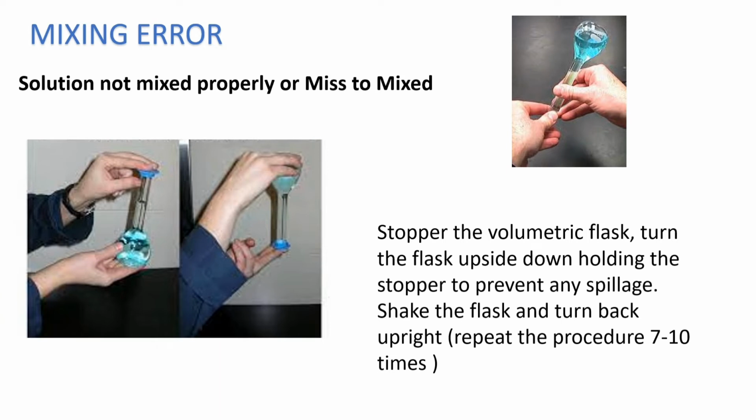When you are holding it up and down, you have to shake properly. When you shake properly, your flask will be mixed properly. In this way, you can mix your solution properly. If you do not mix the solution properly, there can be chances of error. This is the correct way, and that procedure has to be done 7 to 10 times. So 7 to 10 times you turn it up and down, then shake it, then up and down, shake it. In this way, the mixing has to be done properly.